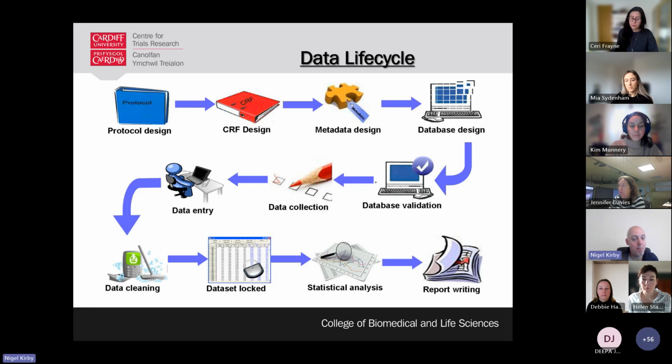We would then lock our databases. So by doing that, that just means that we remove access so that no further changes can be made after our statisticians and our data managers are happy with the data. And then we move to our statistical analysis and our report writing.